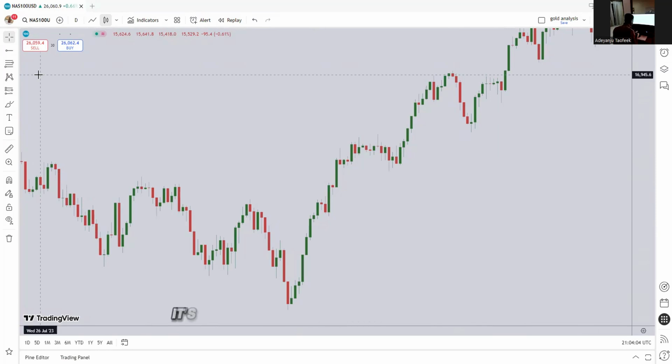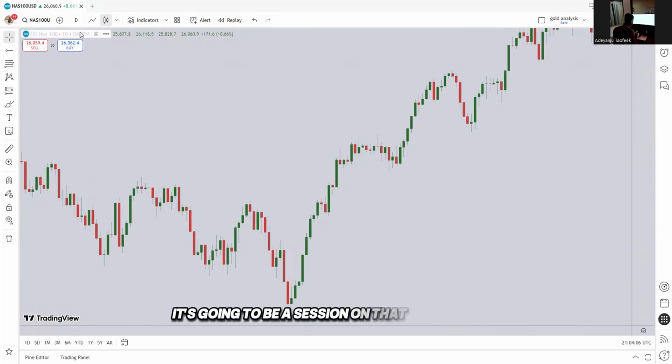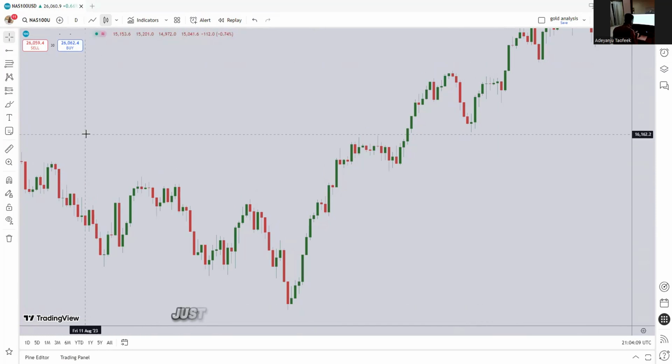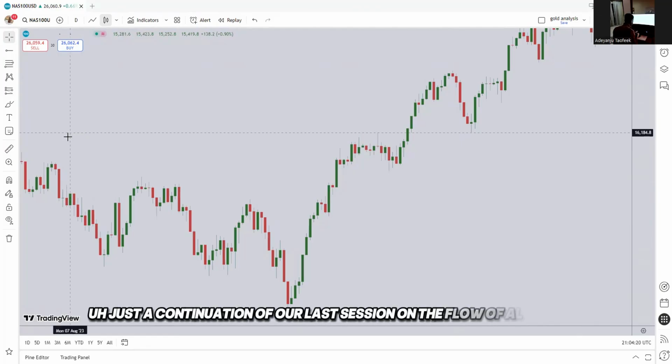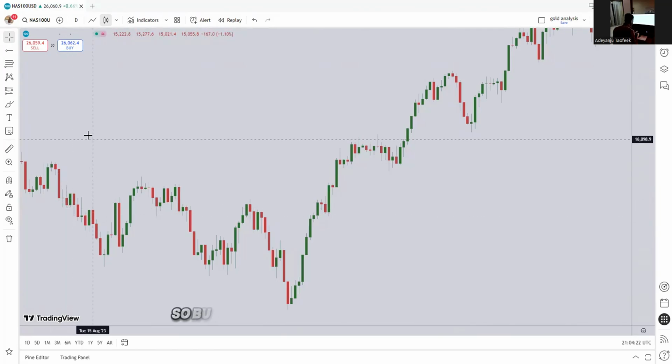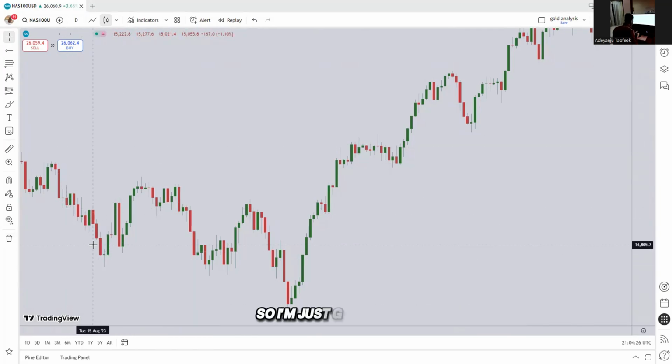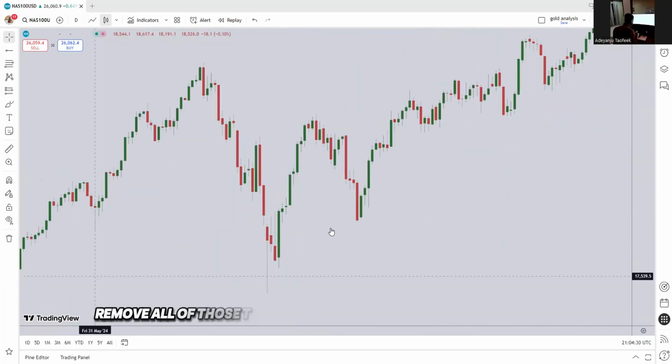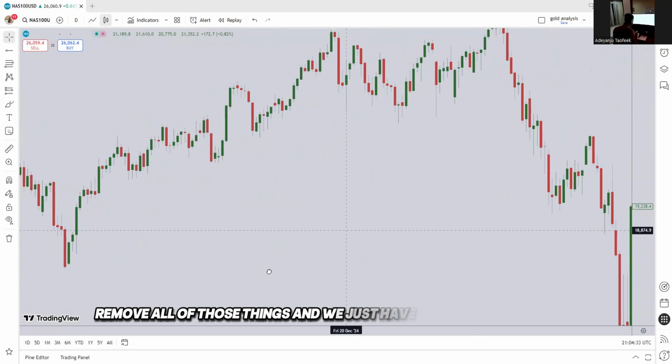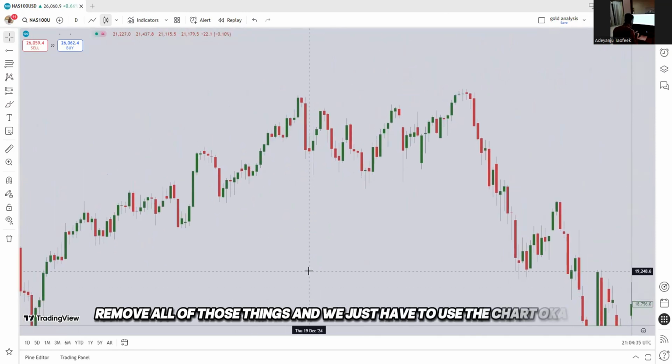Basically, it's going to be a session on NASDAQ, just a continuation of our last session on the flowing algo. So, this is NASDAQ on the daily time frame. I'm just going to remove all of those things and we just have to use the chart.